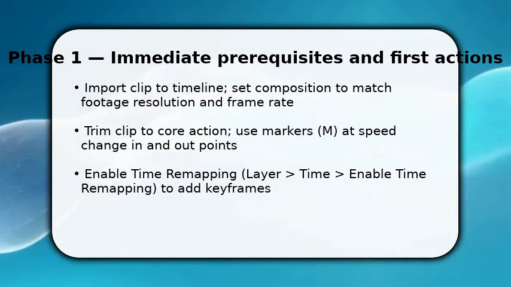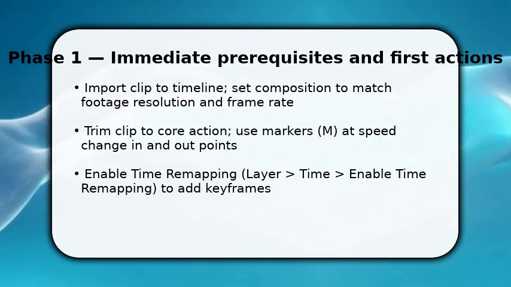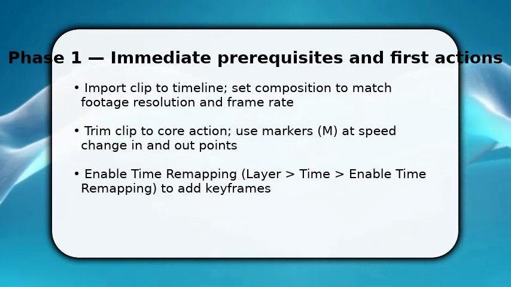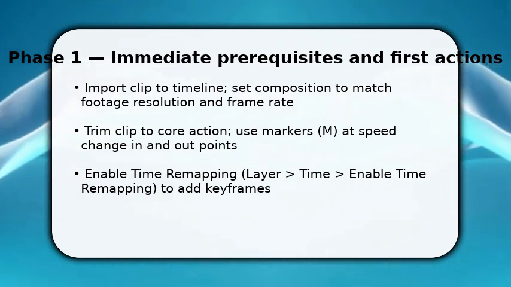This creates 2 keyframes immediately. You now have control points. Next, add a keyframe where the speed will start to alter, and another where it settles. This sets the basic ramp region.